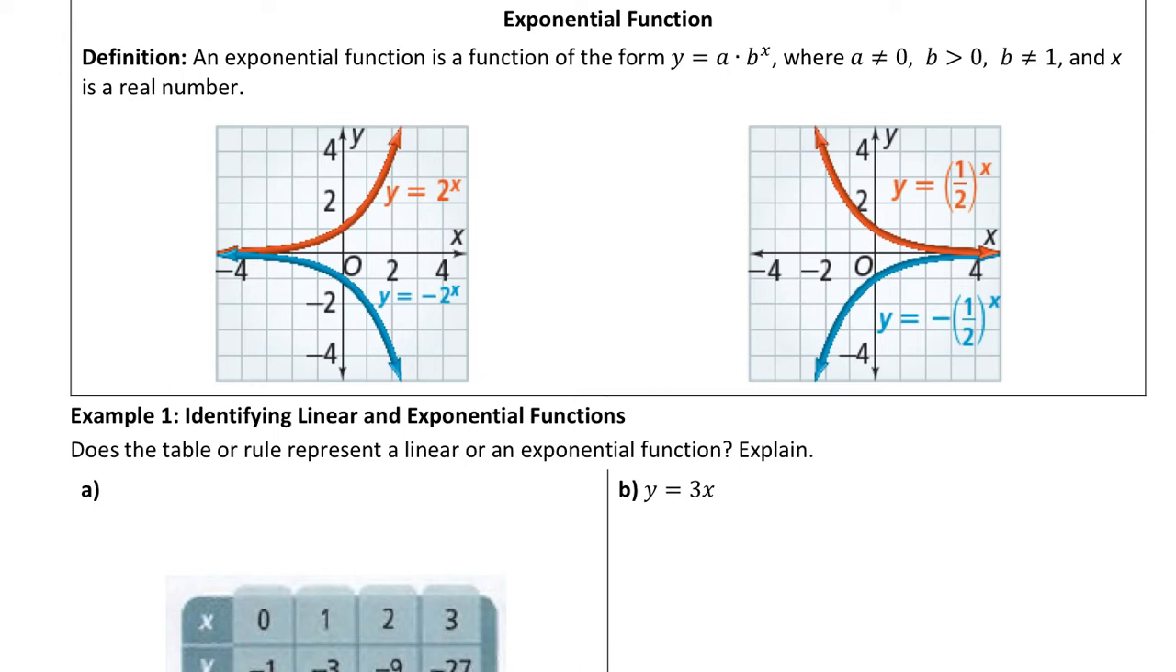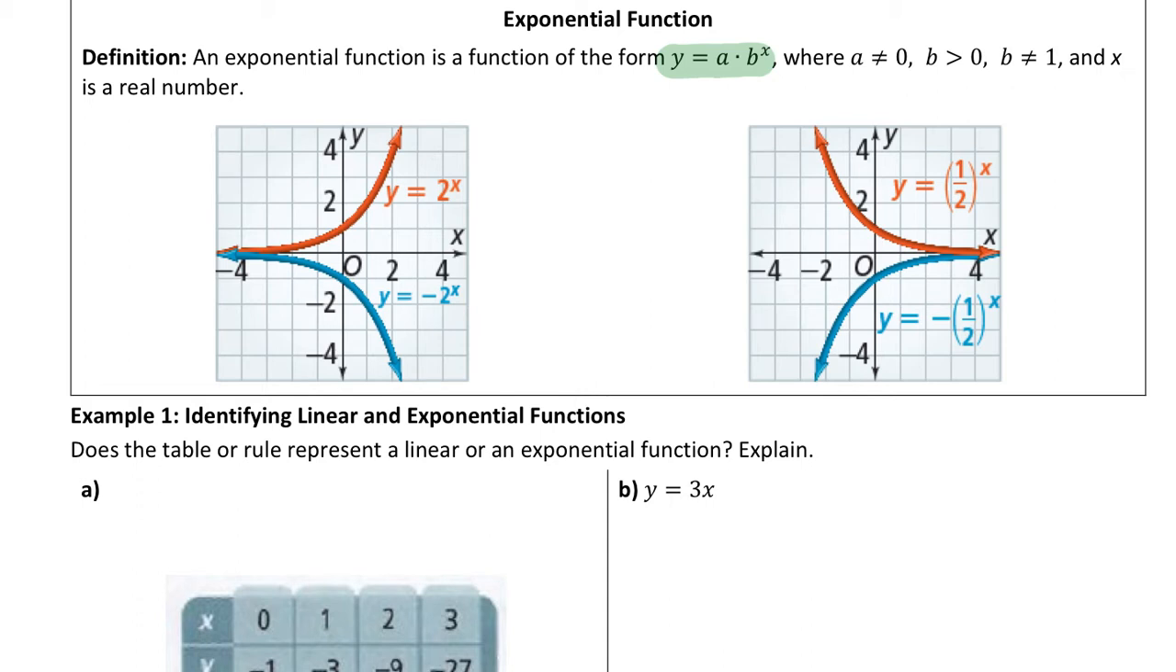So the definition of an exponential function is that an exponential function is a function of this form, y equals a times b to the x power. Now when we write these functions, a and b are going to be numbers that change. X and y are going to be the variables that we write to represent inputs and outputs. So in these functions, a is never 0, b is almost never negative, and b will never be 1. And we're going to explain why that is further in this lesson.